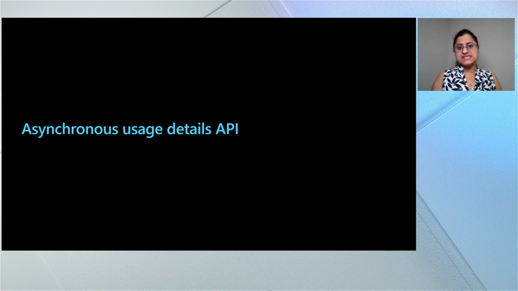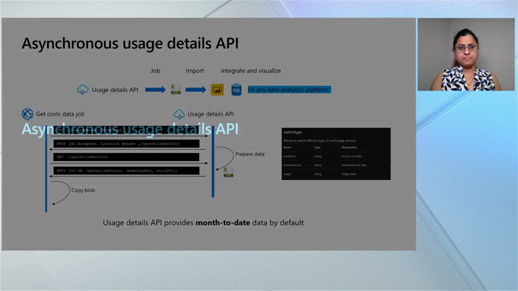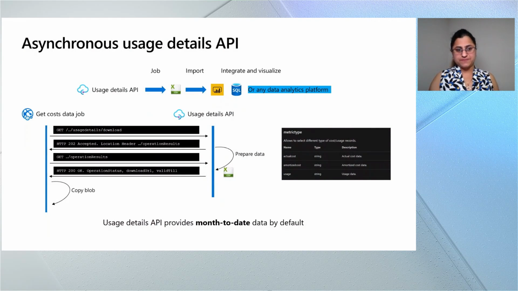Let me talk about the async usage details API in more depth. This API works in two steps. The first step is to get the polling URL. When you hit the usage details download at a certain scope, it returns with a 202 accepted and a polling URL. The next step is to poll the polling URL until the data is ready to be downloaded. You will receive a download URL as well as until what time the data would be valid so that you can download the data.